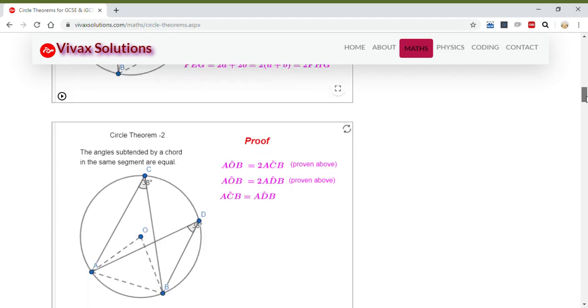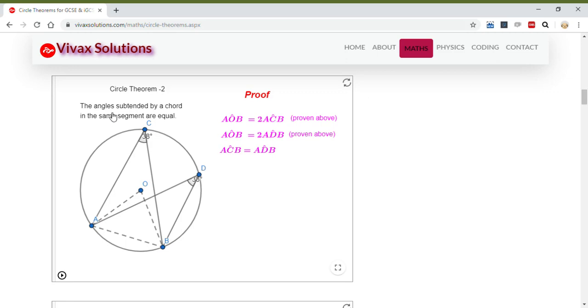Now I'm going to show you the second circle theorem. It says the angles subtended by a chord in the same segment are equal. So this is the chord, and it subtends this angle and this angle at the circumference. So the theorem says they are equal. Now I'm going to animate it. Now it changes, and it's the same again because it's in the same segment. Right, so here is the proof. We have already proved that this is 2 times this angle. So on that basis, you can see this is equal to this.